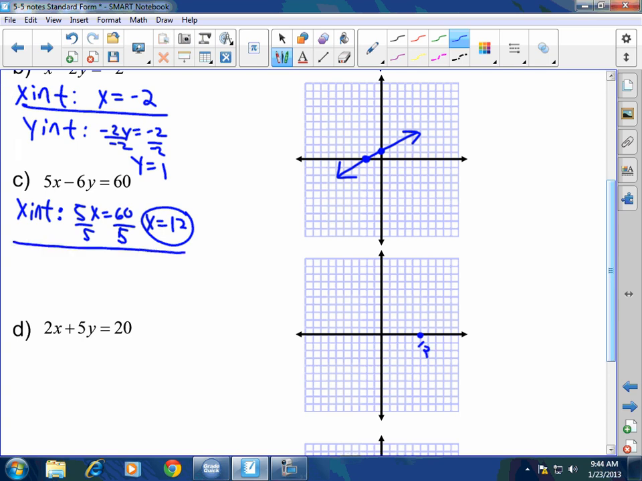Now I want to find my y-intercept. When I find my y-intercept, I make my x 0. So what disappears from this equation? The x. So I got -6y equals 60. So my y-intercept is negative 10. It's the y value on the y-axis when x is 0. Connect the dots. Ding dong, the witch is gone. Does that make sense, gentlemen?